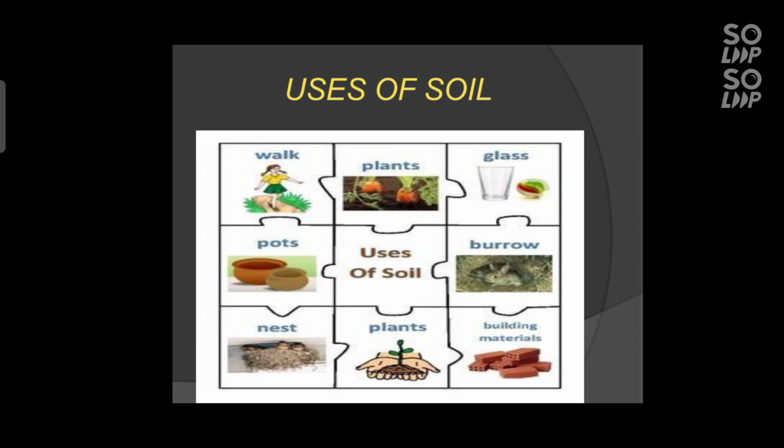Plants are growing in it. Some materials like glass are made from the soil only. Pots: we can see earthen pots. The matka at our home is called an earthen pot. They are made from the soil. Some animals live in a burrow. They make a burrow in the soil. Some nests are also made with the help of the soil.